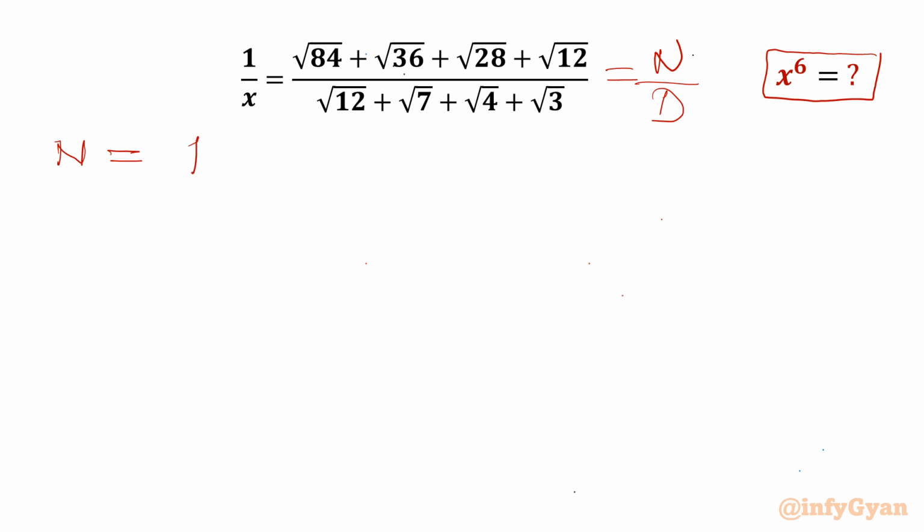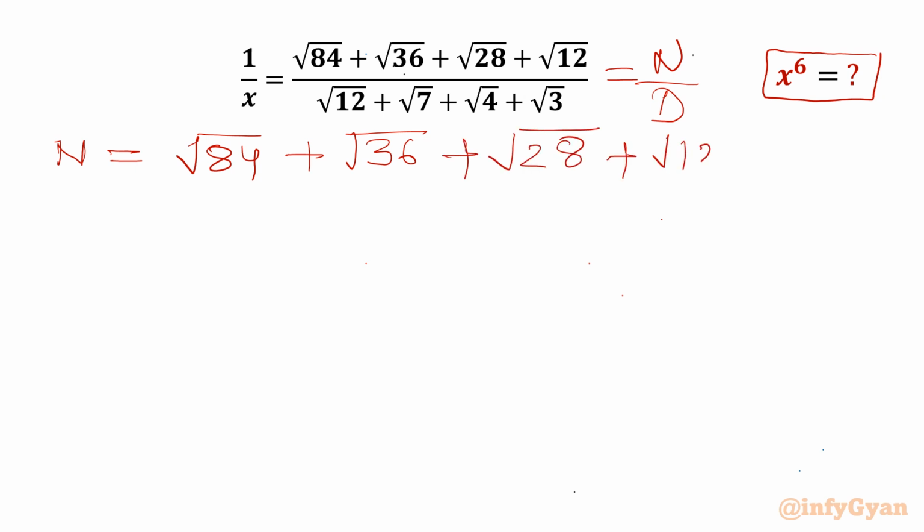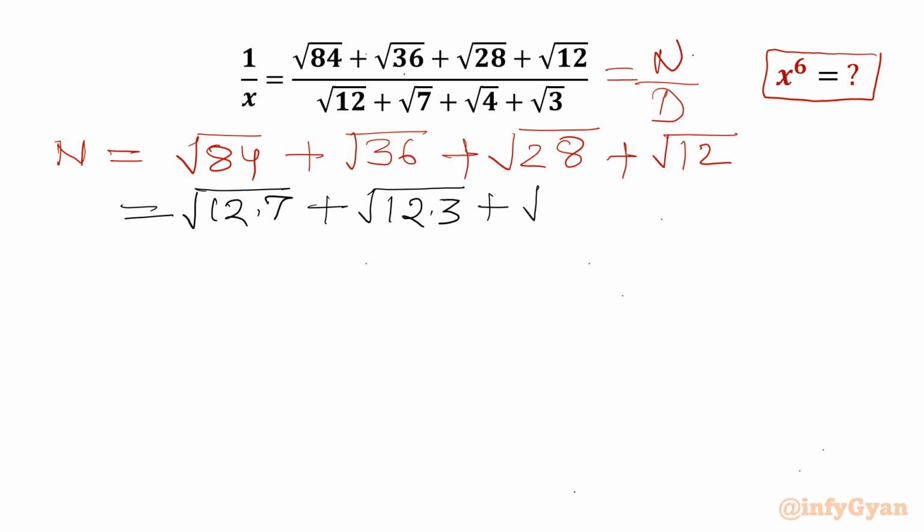So it is square root 84 plus square root 36 plus square root 28 plus square root 12. Now I will find factors of radicands. So I can write here square root 12 times 7, 84, plus square root 12 times 3, it is 36, plus square root 4 times 7, which will be 28, plus square root 4 times 3, which is 12.